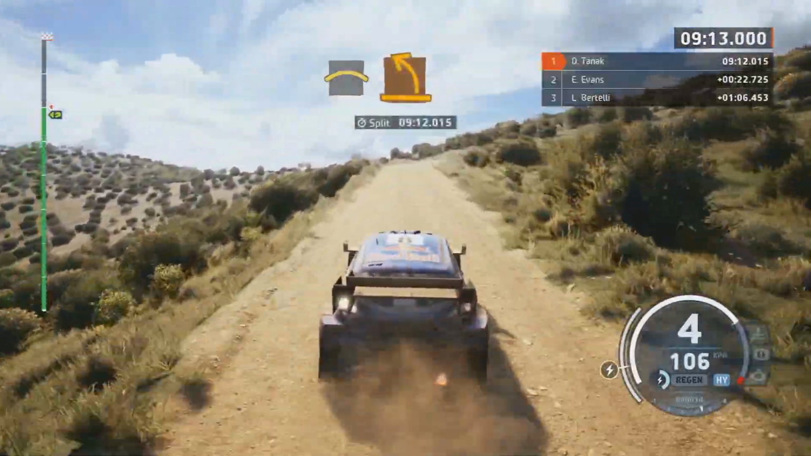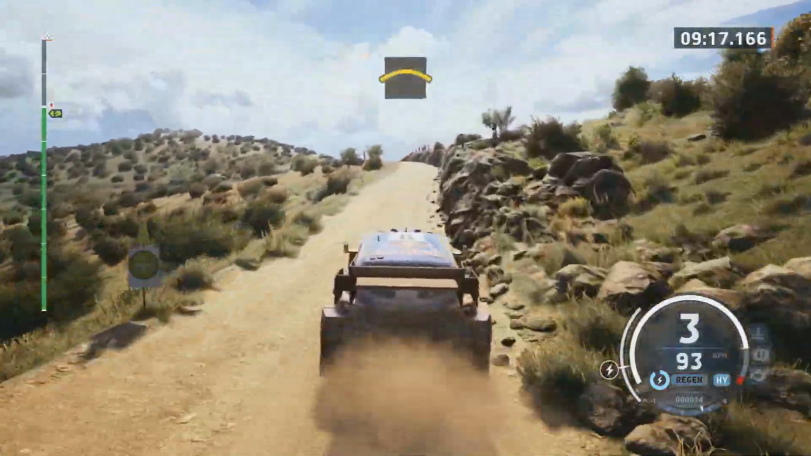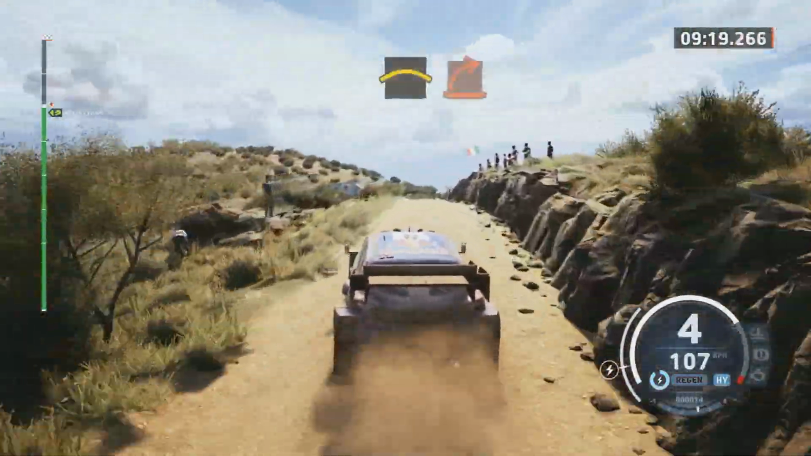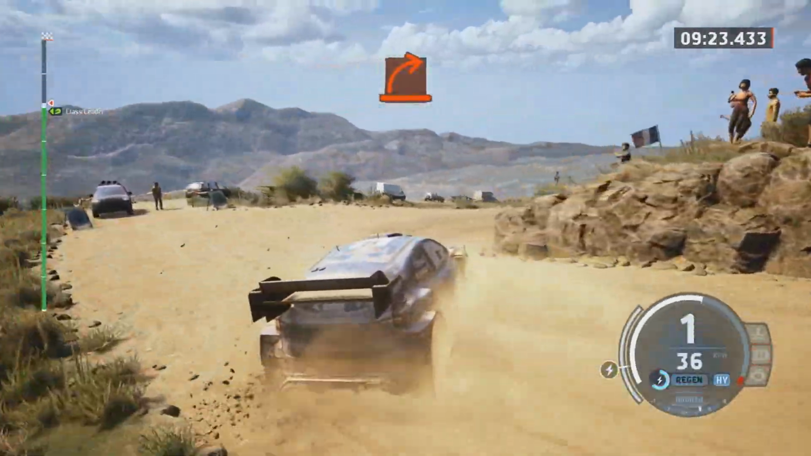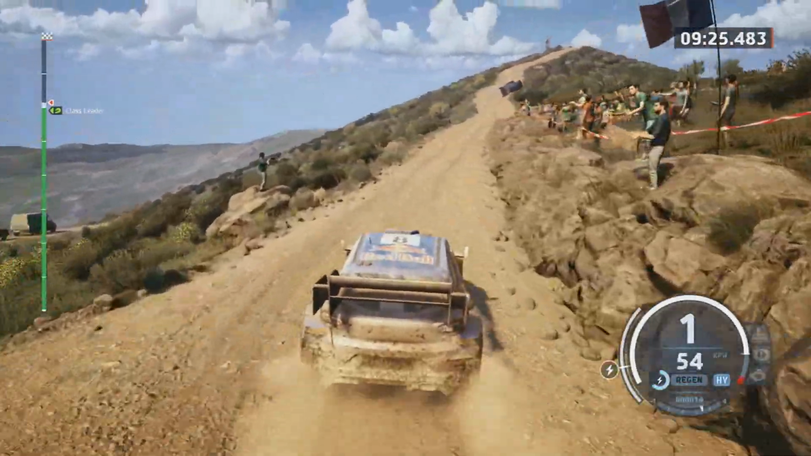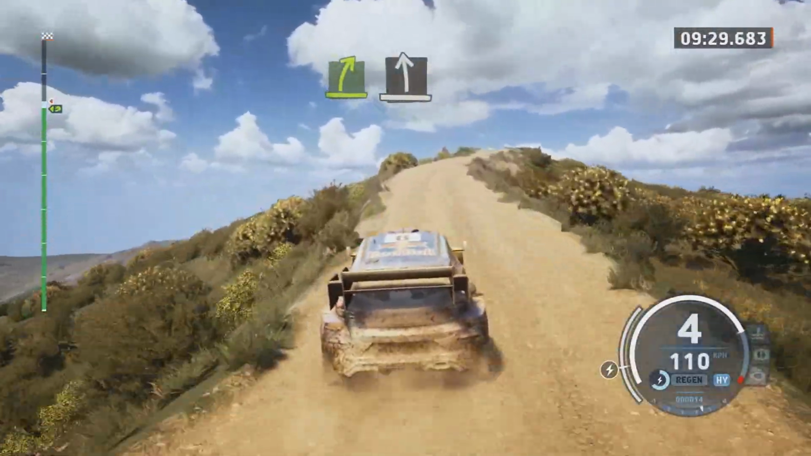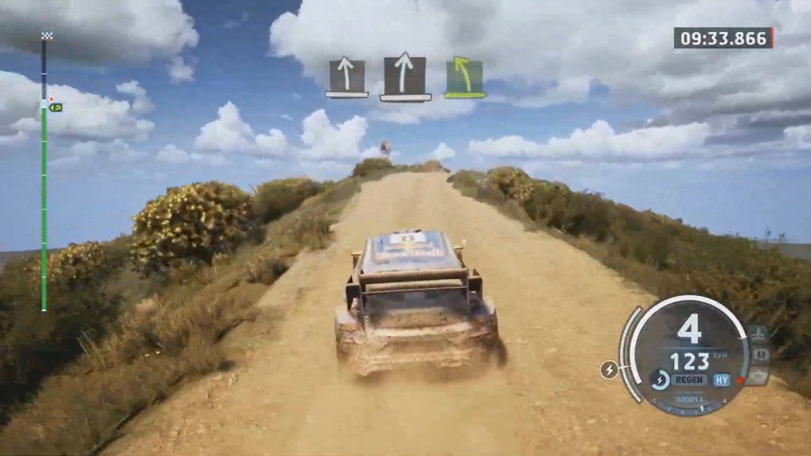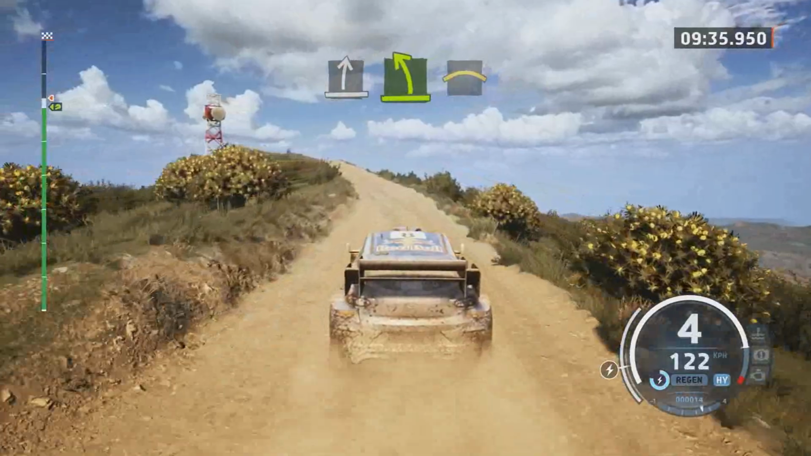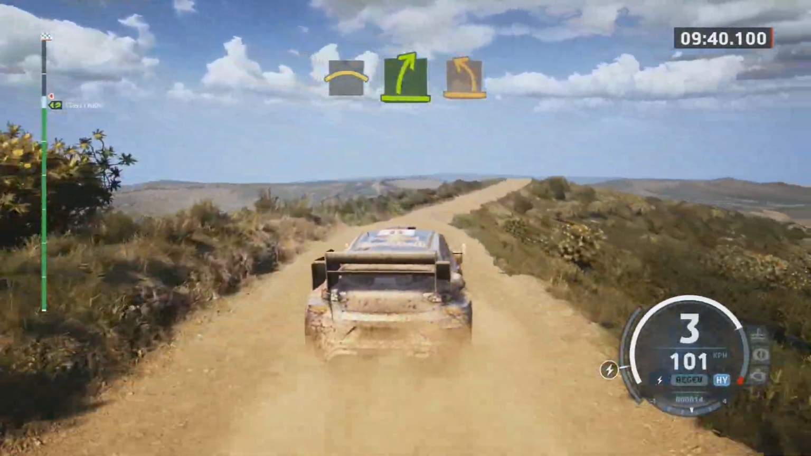Medium left, crest. Crest, slowing. Hard right. Easy right. To slight left. Slight left. Slight right to the crest. And easy left. Crest. Into easy right. Medium left of the crest.